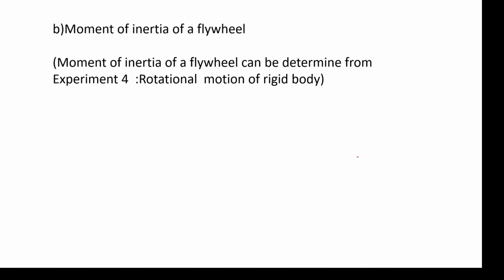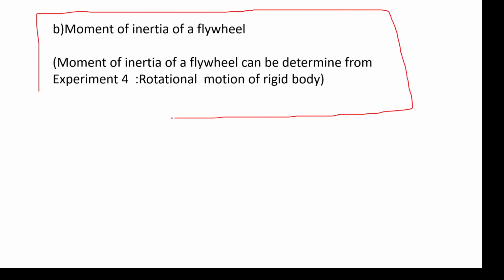A heads up: the moment of inertia of a flywheel. This statement is just saying that you should prepare for your experiment, because in experiment 4 you will try to find the moment of inertia of a flywheel. This experiment can be very fun, and if you're inside my class, it should be fun.